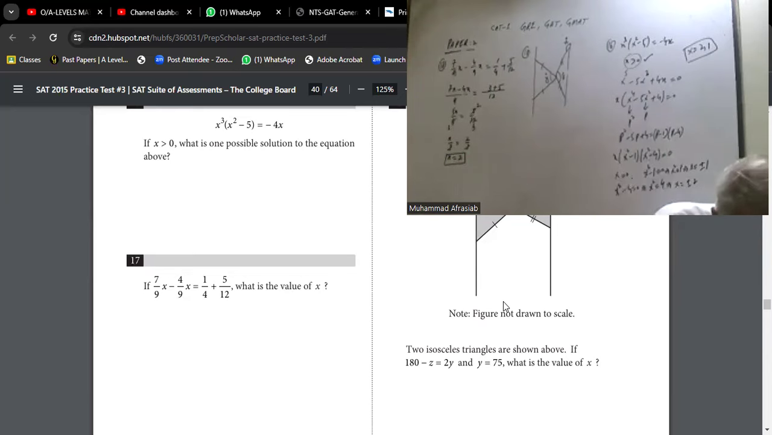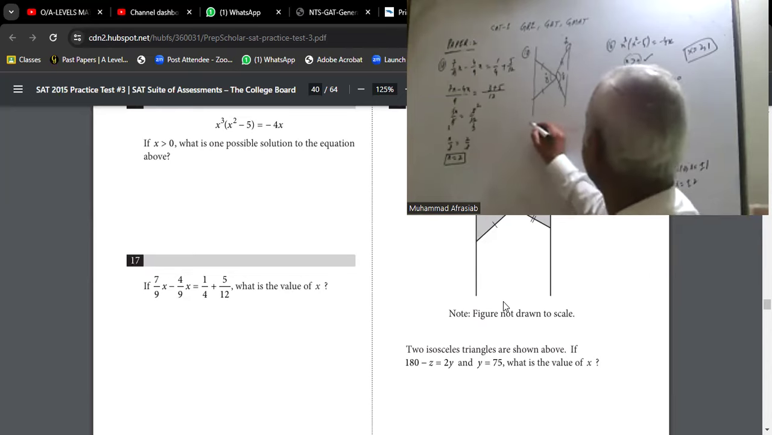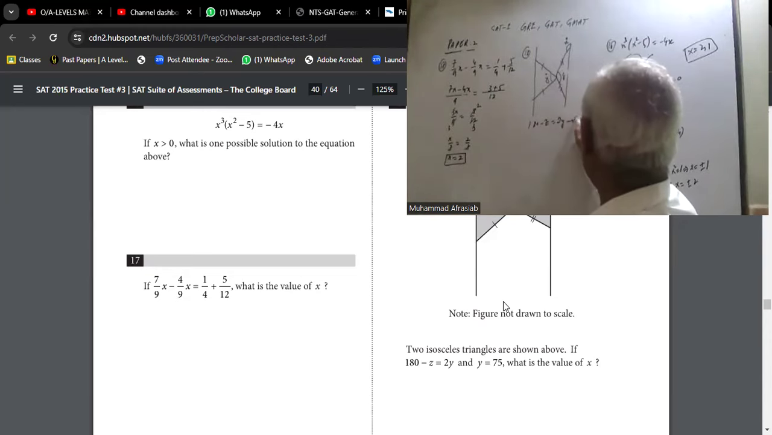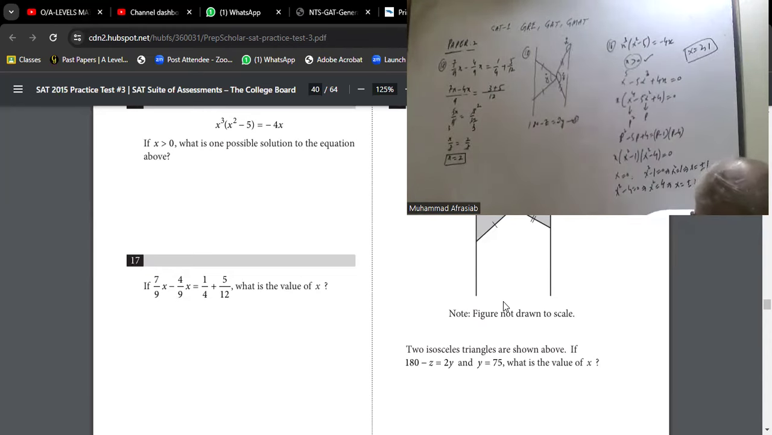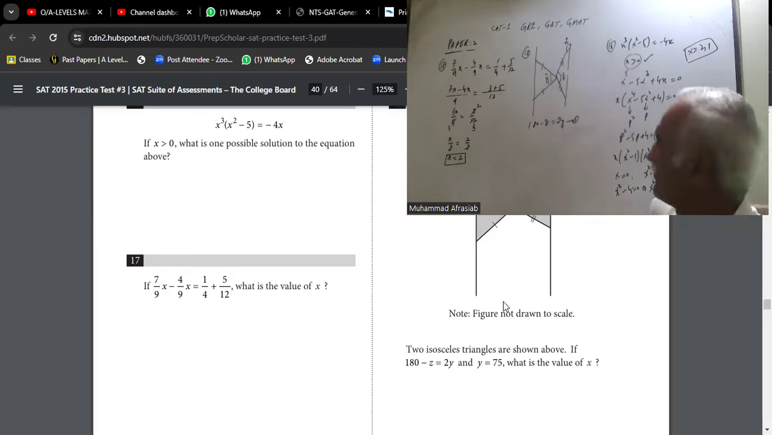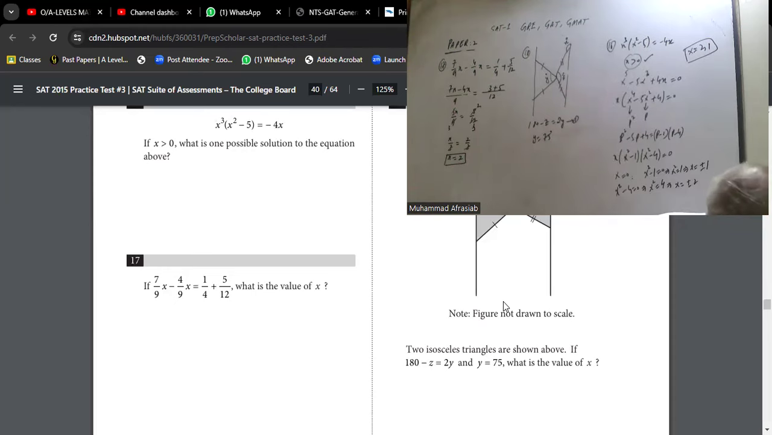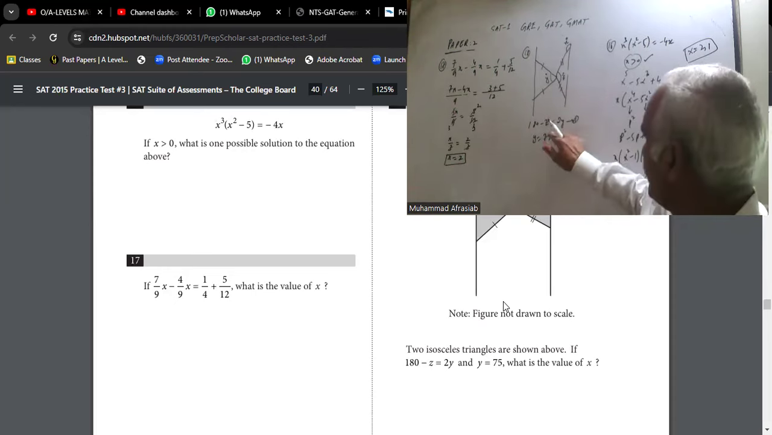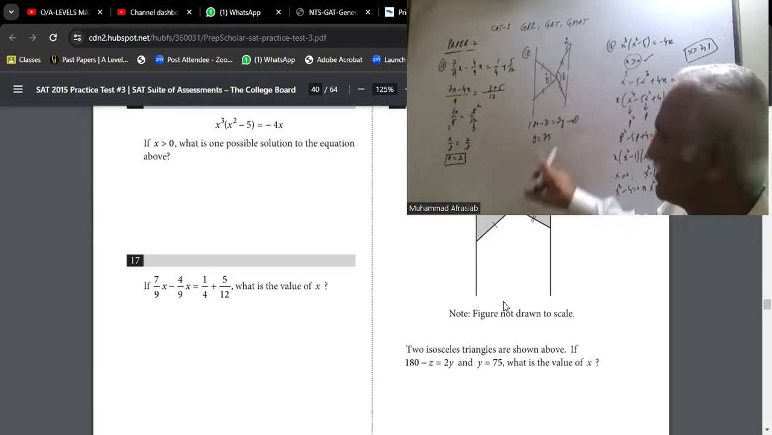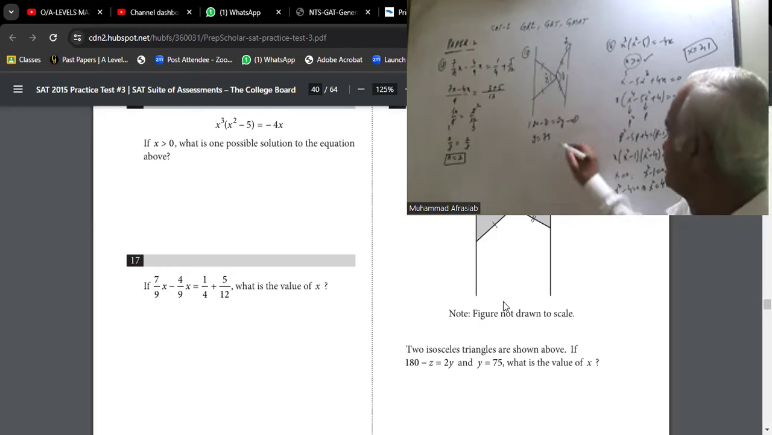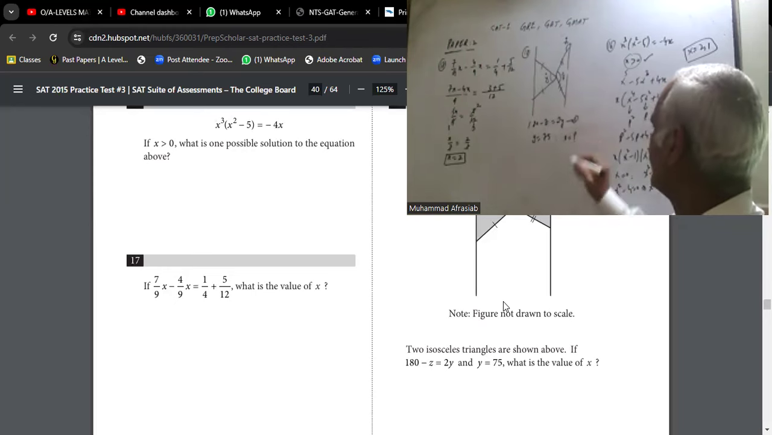And they mentioned in the question that there are two isosceles triangles there. If 180 minus z is equal to 2y, it is given. y is equal to 75, that is given. Because degrees are mentioned there, we will not write the unit in the answer. What is the value of x? So you are going to find out the value of x there.